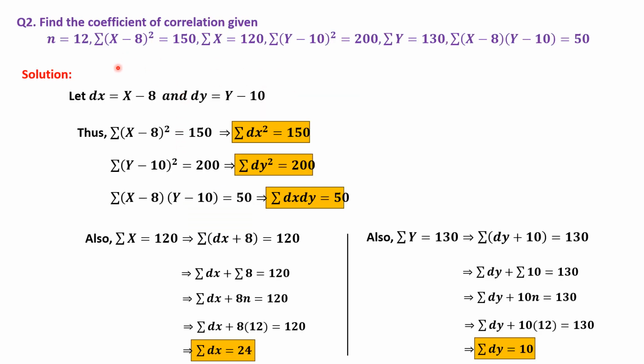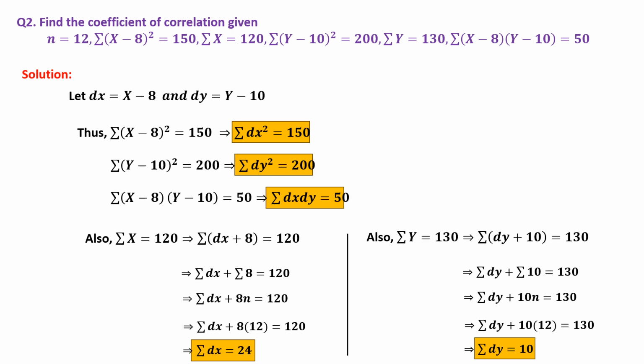Let's read the second question now. Find the coefficient of correlation given n is 12. Again, we do not have explicit data. Sigma x minus 8 the whole square is given. Then similarly, sigma y minus 10 the whole square is given, sigma x is given, sigma y is given, and sigma of the product of x minus 8 and y minus 10 is given. So this gives us a slight hint.